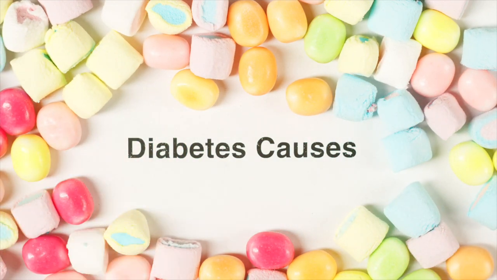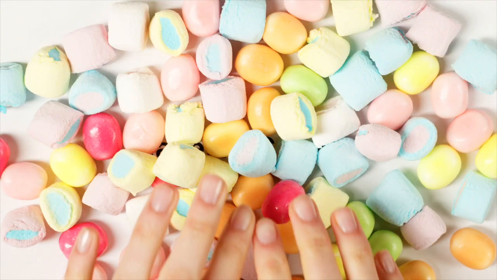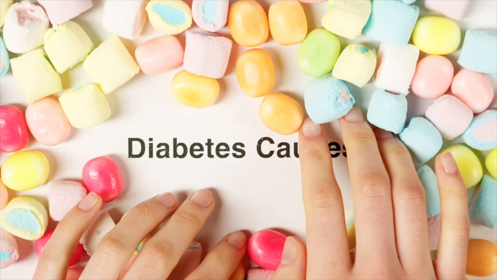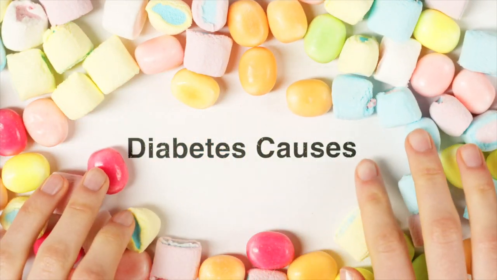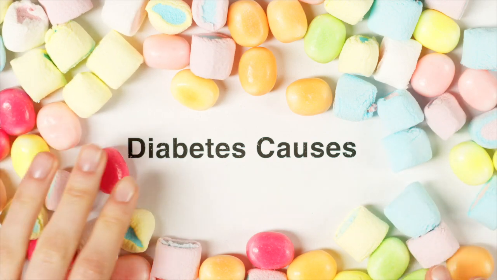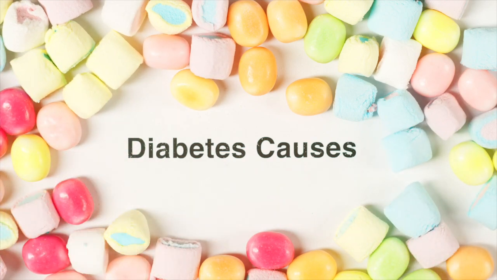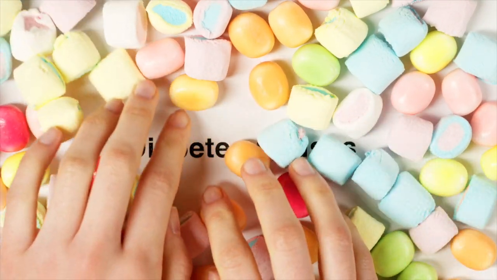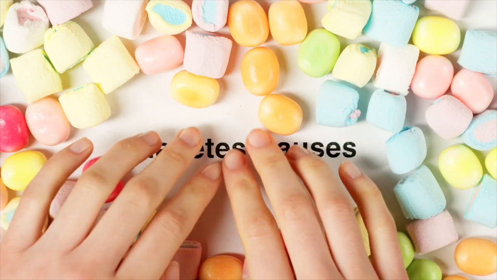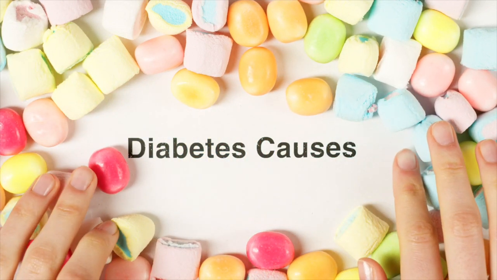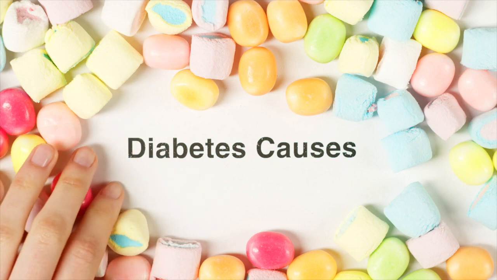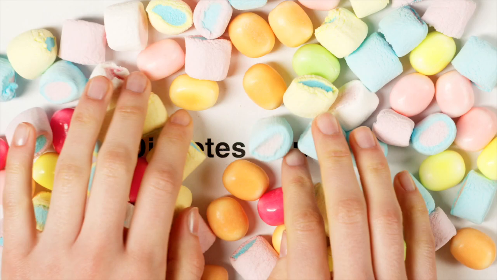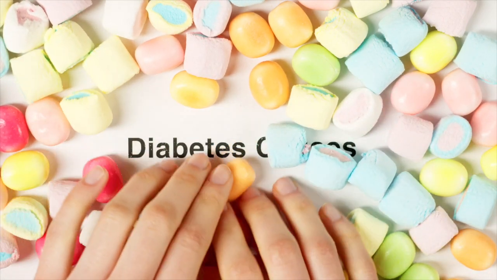Excess body fat can lead to insulin resistance, which impairs the body's ability to use insulin effectively to control blood sugar. 3. Sedentary lifestyle. Lack of physical activity and a sedentary lifestyle can increase the risk of developing type 2 diabetes. 4. Poor diet. A diet high in calories, sugar, and unhealthy fats can increase the risk of developing type 2 diabetes. 5. Age. The risk of developing type 2 diabetes increases with age, particularly after age 45.